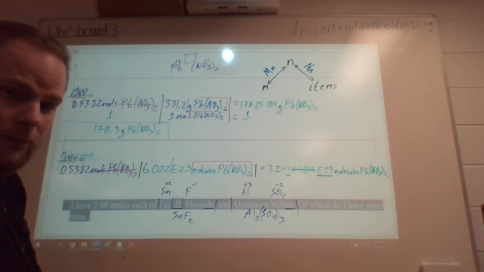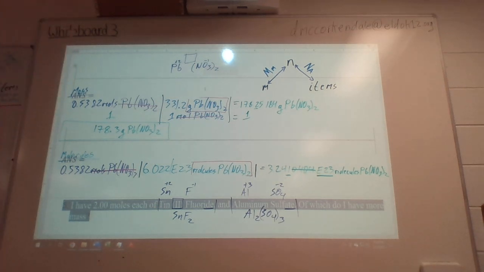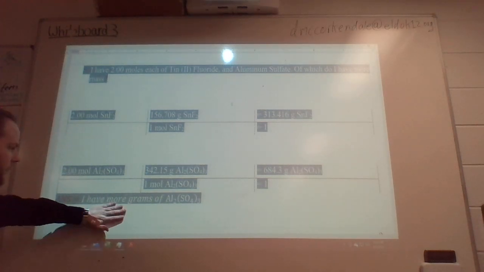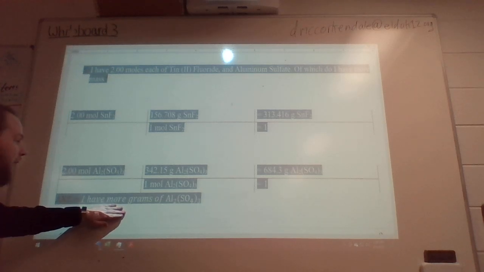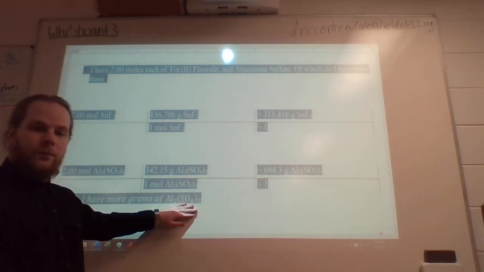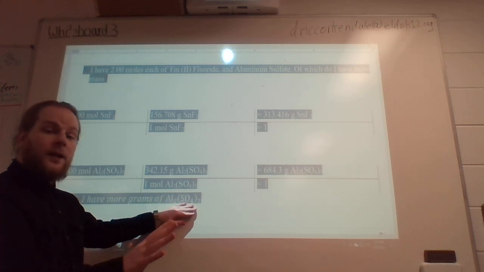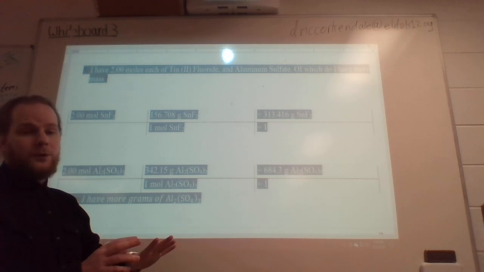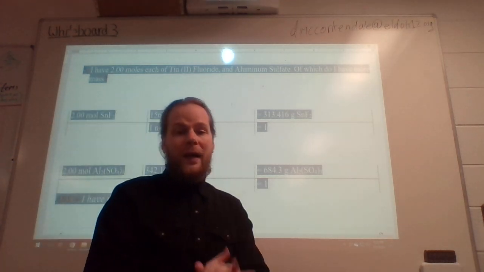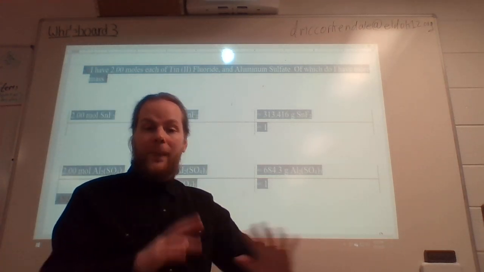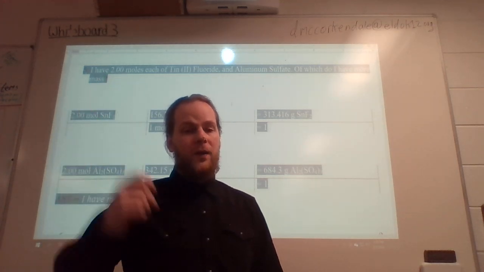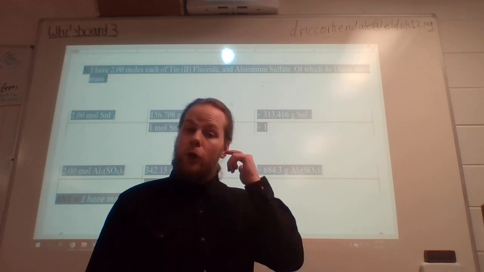Okay, now I am going to put the answer up. And here is the answer for question 5. So the actual answer is I have more grams or more mass of aluminum sulfate. Okay, that's the answer to the question. To prove that, you have a couple different options. Since we are after the mass and we are starting with moles, we're going to mass, that means we have to use the molar mass.